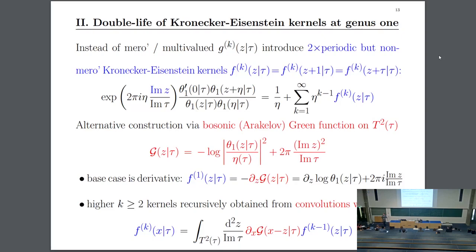So can you just tell me what's in blue and baseline? Oh, I'm sorry. This just says bosonic Green's function, and it behaves like a logarithm of the absolute value square.